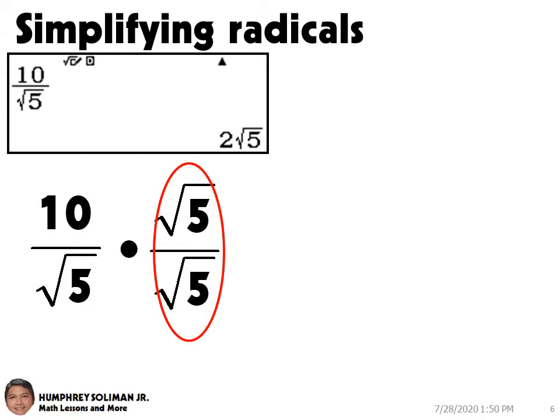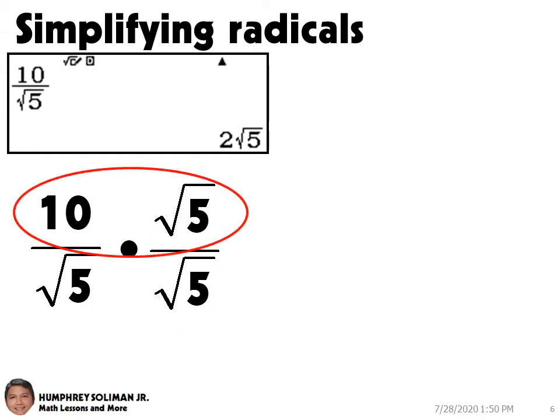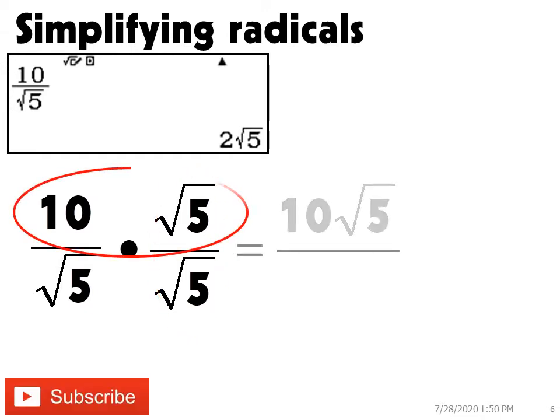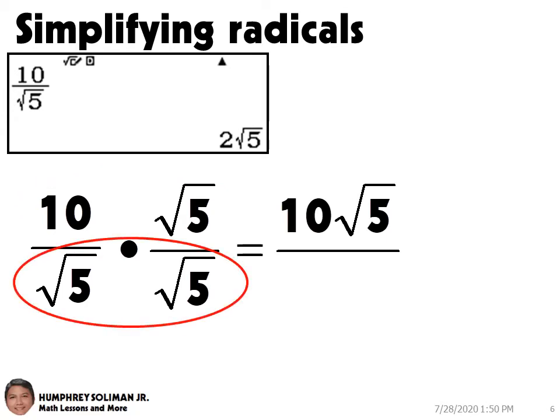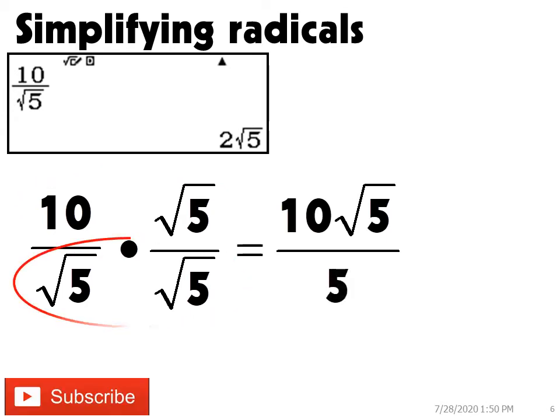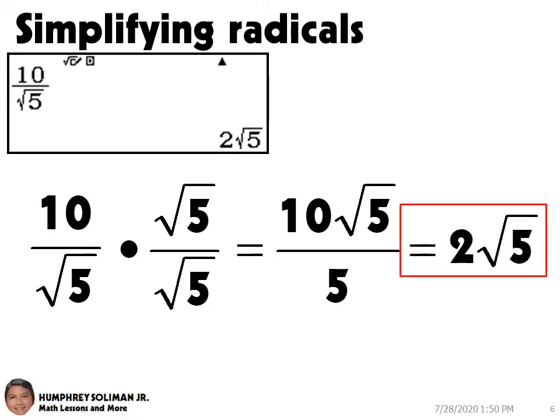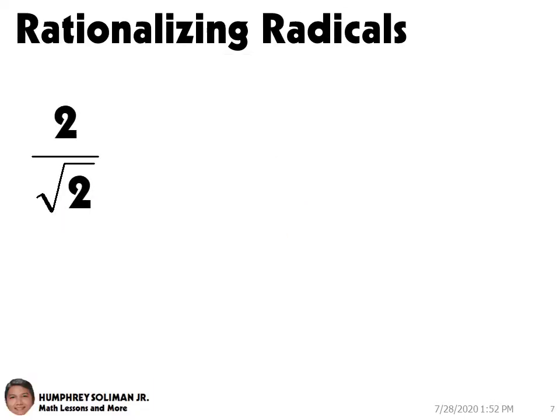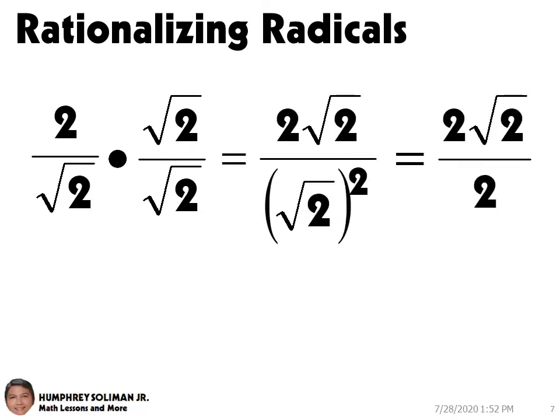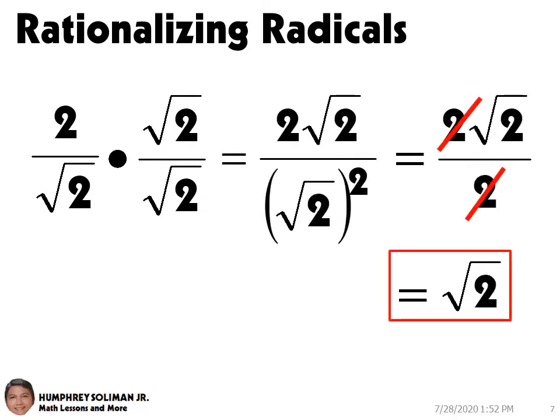To do this, we multiply the numerators, 10 times the square root of 5, and multiply the denominators, square root of 5 times the square root of 5, so we will have 10 square root of 5 over 5. And 10 over 5 is equal to 2, so the answer is 2 square root of 5. I have a similar example, using the same process of multiplying by the same radical expression in the numerator and denominator, equal to the radical in the denominator of the given fraction.